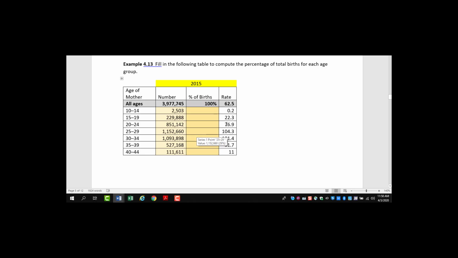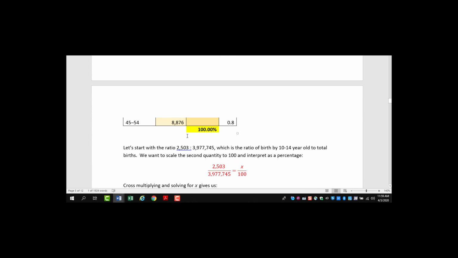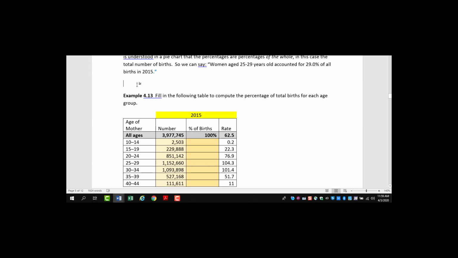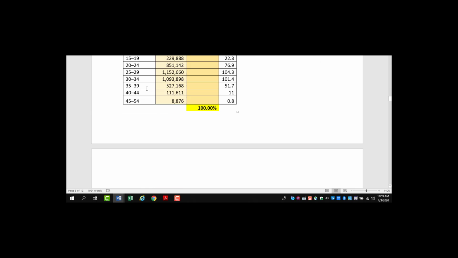Now this is different. This is the rate per 1,000 women of this age group. That's a whole lot different than asking the question, what percent of births were due to 10 to 14-year-olds? What percent of the totals? This is 100%. This is the total births. This means here that there were 104.3 births for every 1,000 women aged 25 to 29. Completely different. So when we add up all these percentages here, it's going to equal 100%.